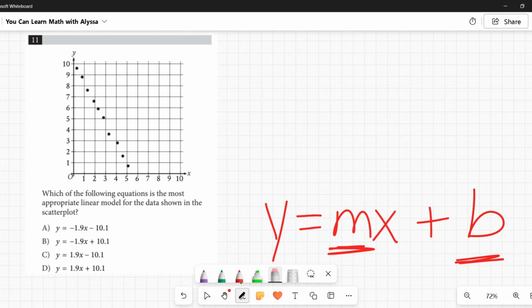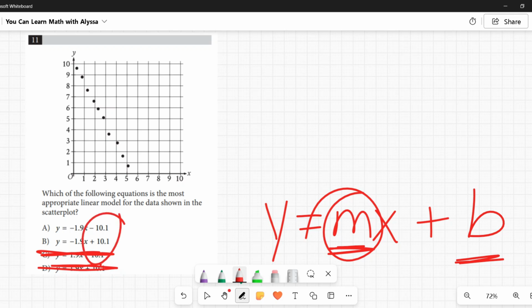So all three ways concur. This is a negative slope. As we go left to right, it is going down. That's a negative slope. So that eliminates C and D, because they have positive slopes for that number that's by the x. Now we just need to look at the y-intercept. Is that a negative or positive?